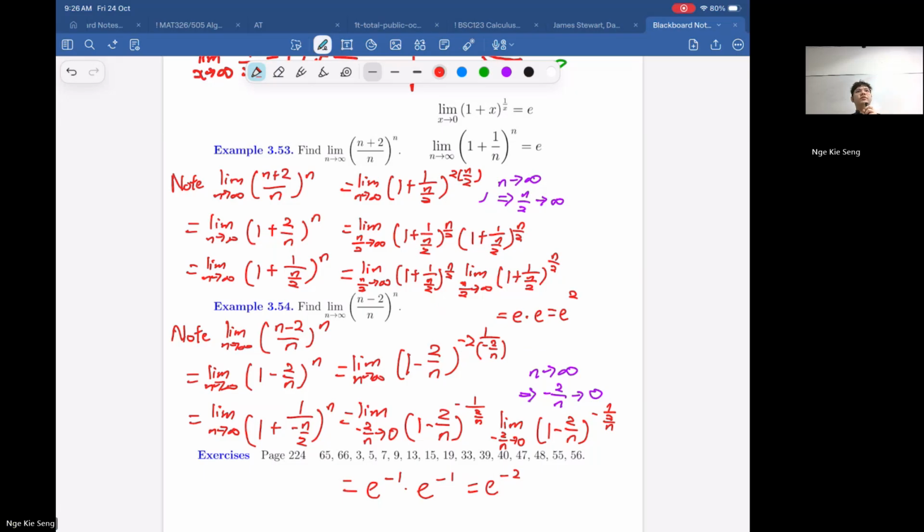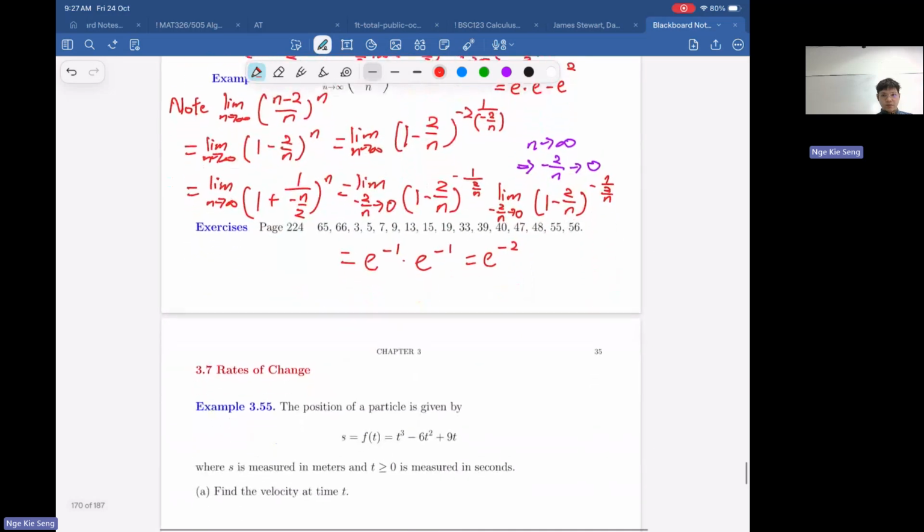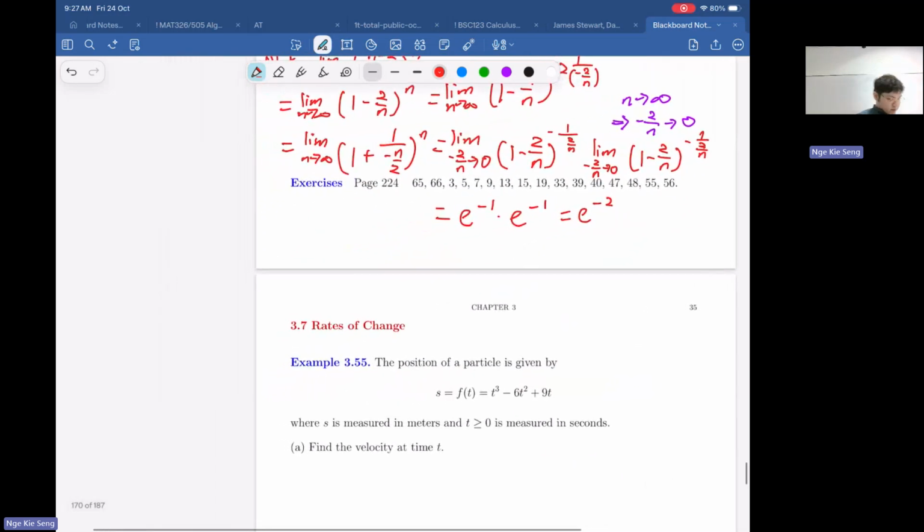Any question so far? So these are just some tricks, tricks for how you manipulate the fraction or the power, so that you can use whatever formula is known to you. If this is good, then we will continue to the last part of this chapter here.